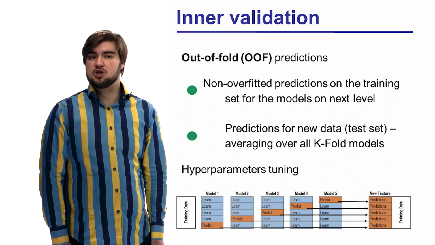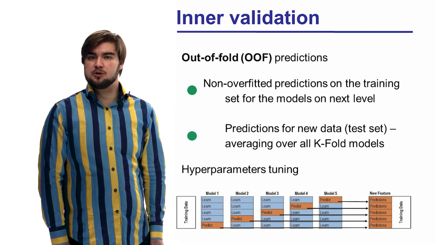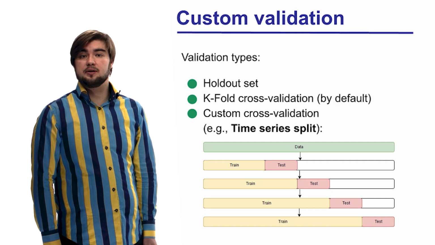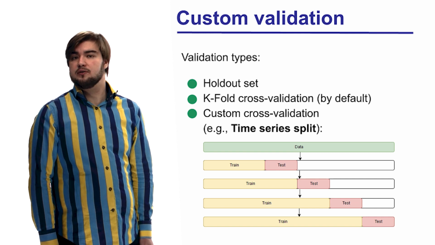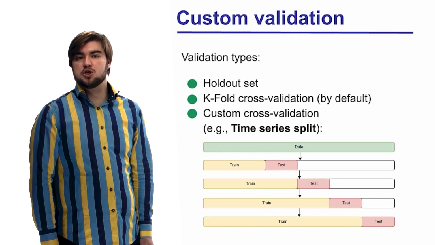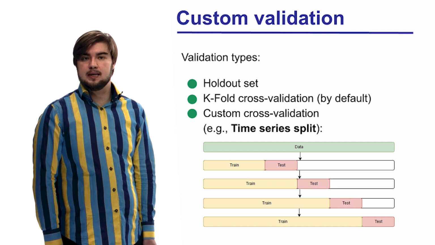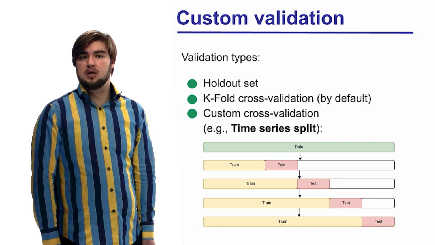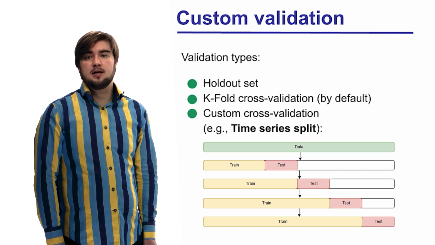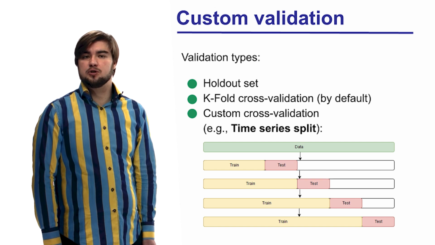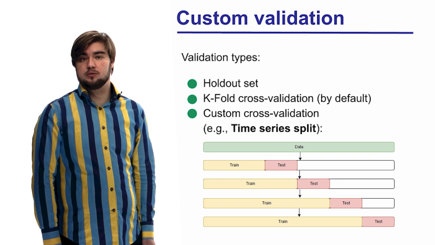Furthermore, validation is required for hyperparameters tuning. Additionally, the user can specify which validation type to use for model evaluation. One possible option is a holdout validation set. This type is especially useful if we expect the distribution of data to change after training, and we want to test our models on slightly different data. The other option is k-fold cross-validation, used by default.